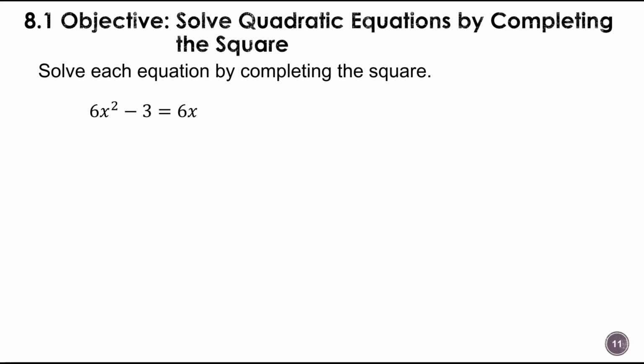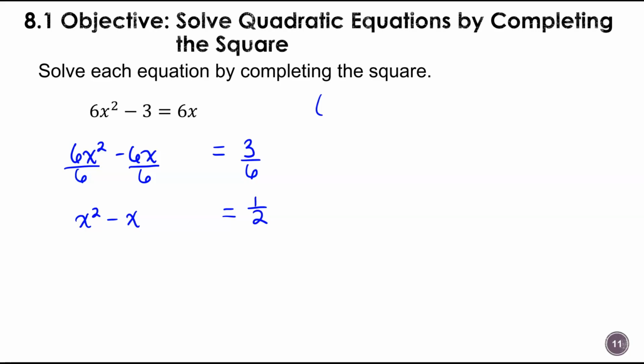Okay, and here's the first one where we have to do that. So first I'm going to rearrange a little bit. I need the 6x on the same side as the x squared, and I need the 3 on the other side. Now we have to divide by 6 because my leading coefficient has to be a 1 for us to be able to complete the square. That makes this then x squared minus 1x equals 1/2. So this one didn't turn out too bad when we divided by 6. Sometimes you'll get some pretty messy numbers that you have to work with, and in fact even fractions.